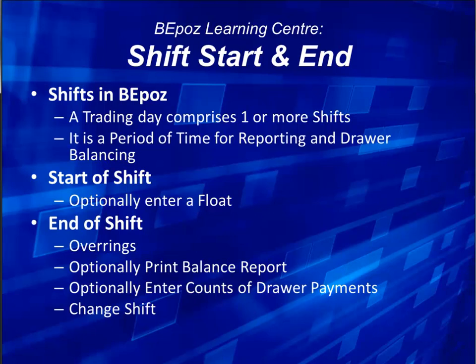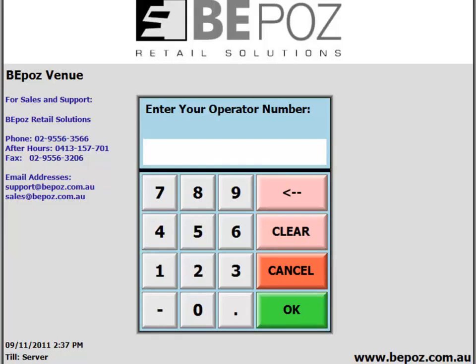Lastly, and most importantly, you would tell the till to change shift. This is a mandatory step if you have multiple shifts within a day. At the end of the last shift of the day, you don't actually have to change shift. The till system will automatically move to the next shift at the start of the next day. Okay, let's have a look at a few of these functions.